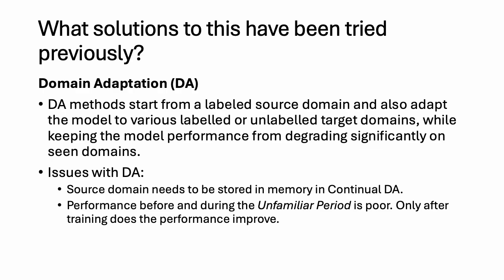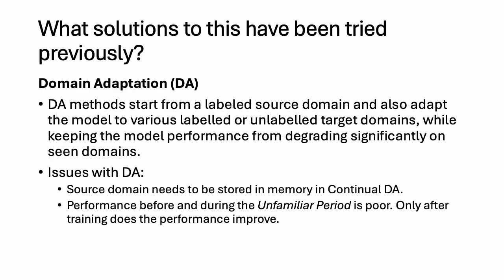What solutions to this have been tried previously? The first solution is domain adaptation. Domain adaptation is a learning paradigm where a model is trained on a source domain and adapted to perform well on different but related target domains. In DA, we need to train the model on labeled or unlabeled target domain data as well.